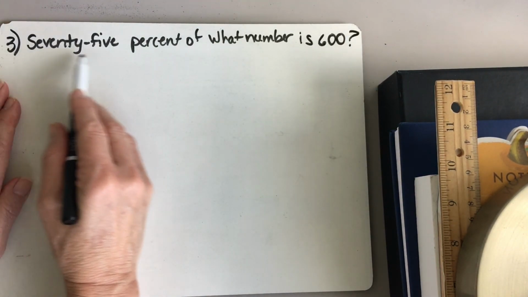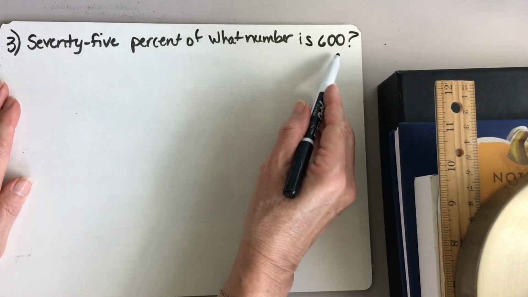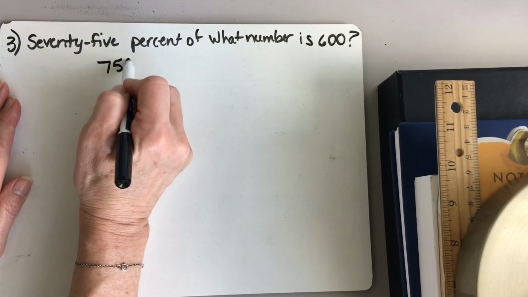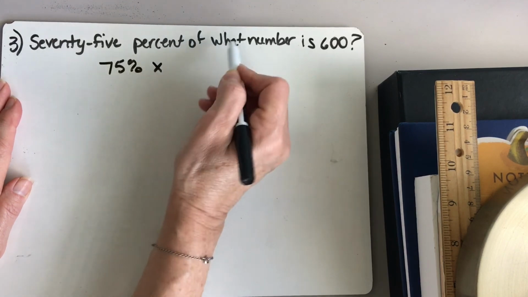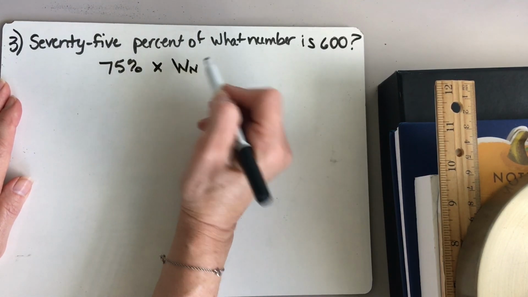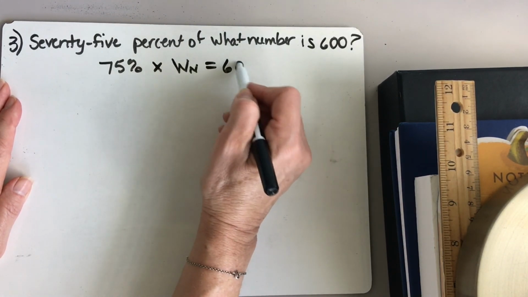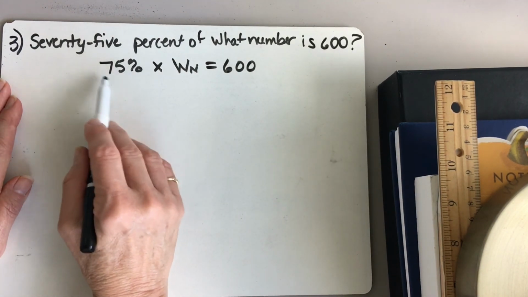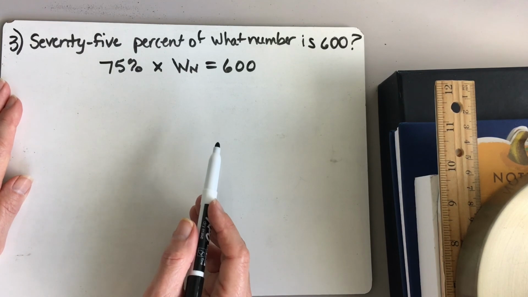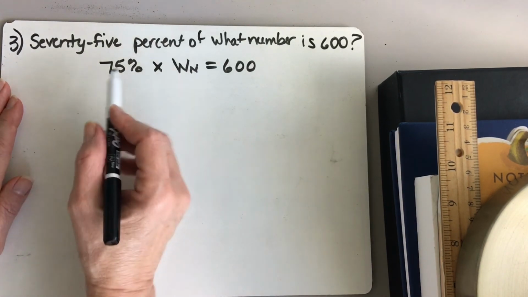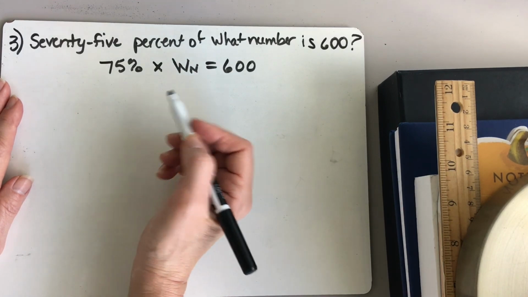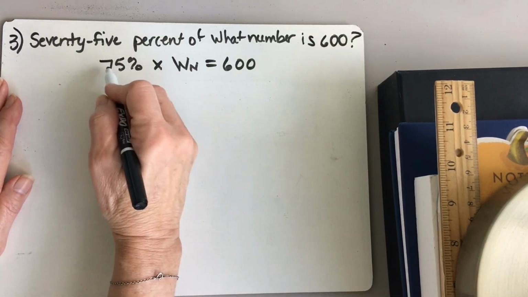Example 3 is 75% of what number is 600. Notice that we're given a percent and we're translating what number is missing here. So remember that before we can use a percent, we have to change it into a form that is easy to use. And so we can change it into a decimal or into a fraction. We're going to change that into a fraction.